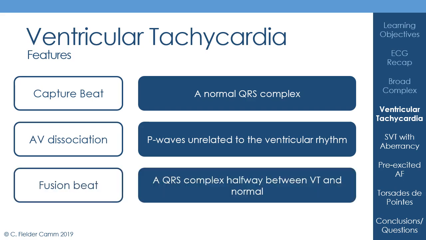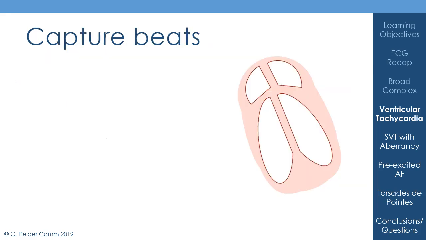And sometimes you'll see something called a fusion beat, which is a QRS complex halfway between the ventricular tachycardia broad QRS beat and a normal QRS complex. And again, I'll explain how those come about in a second. So let's talk about capture beats.